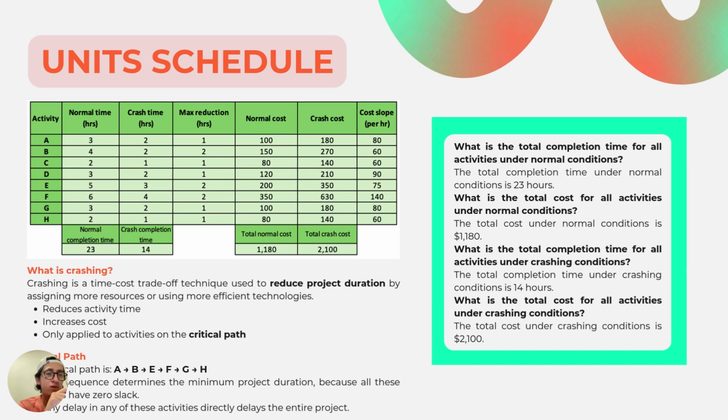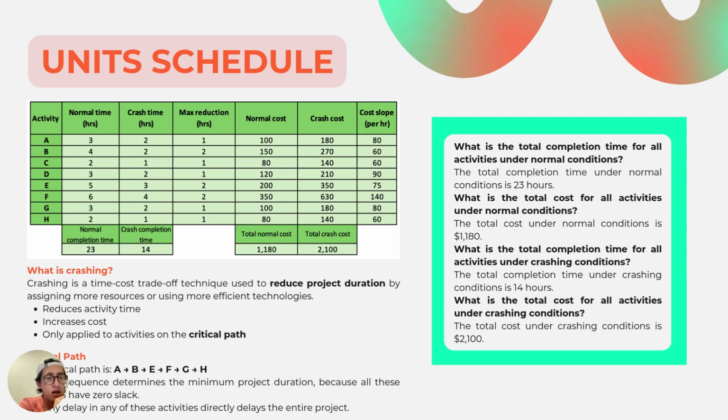To explore ways to reduce completion time, we performed a crashing analysis. Step 1, collect crash data. Each activity had a normal time, crash time, normal cost, and crash cost. Step 2, compute cost slope. Cost slope equals crash cost minus normal cost, divided by normal time minus crash time. This gives the cost per hour saved.